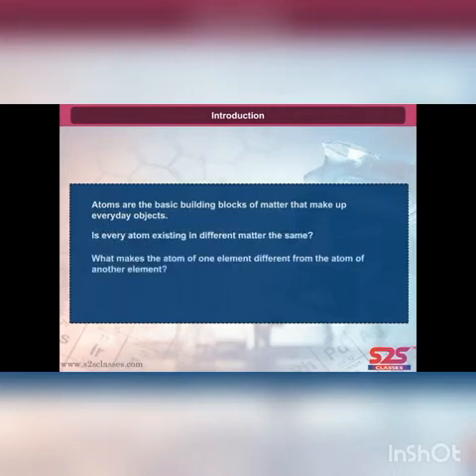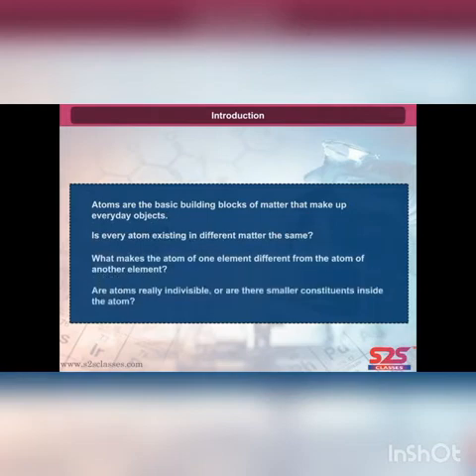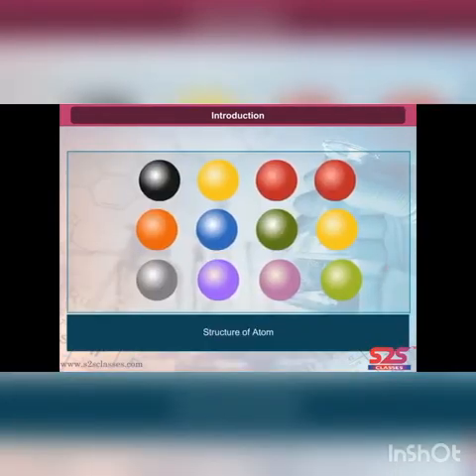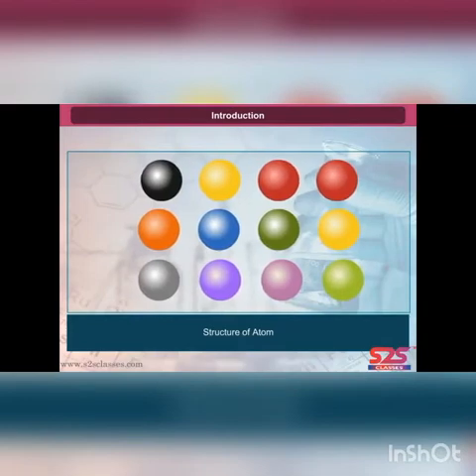Is every atom existing in different matter the same? What makes the atom of one element different from the atom of another element? Are atoms really indivisible, or are there smaller constituents inside the atom? Come, let us seek the answers to such questions in the module Structure of Atom.